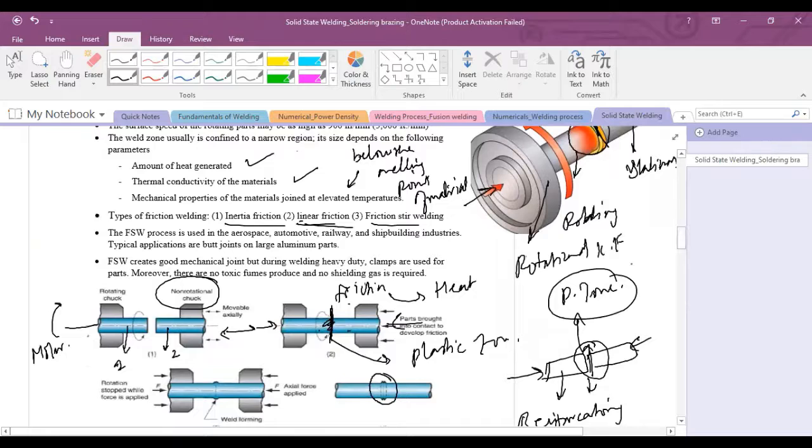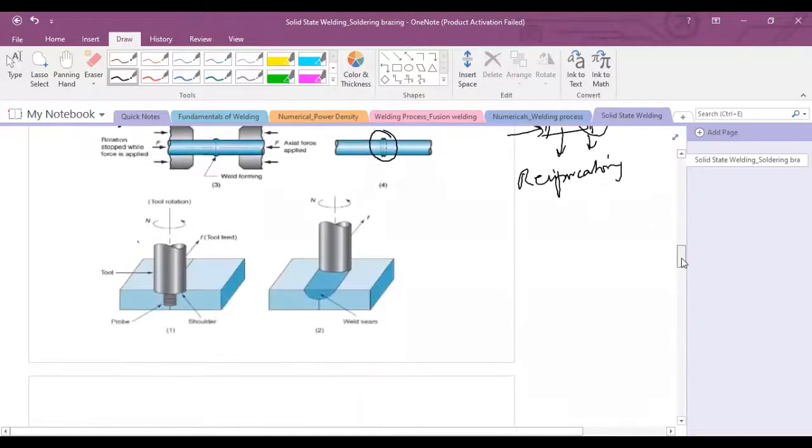There is one more type, friction stir welding. What happens in friction stir welding? You can form only a butt joint with the help of friction stir welding. Stir means mixing. Stir means mixing. Two parts are brought in contact.